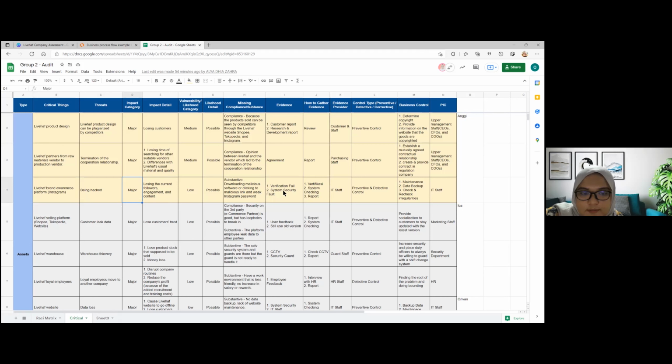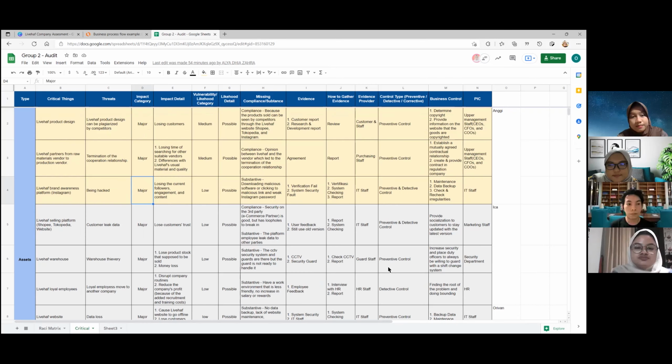Evidence is verification failure and system security faults, and how to gather evidence will be verification, system checking, and reports provided by IT staff. Control type will be preventive and detective control, and the business control is maintenance, data backup, and checking and rechecking irregularities, and the PIC will be IT staff. The next point will be explained by other members.